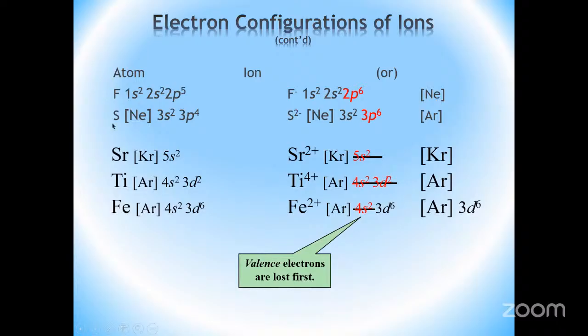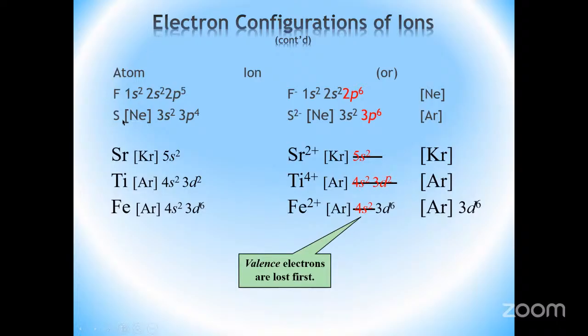In the case of sulfur, this is the electronic configuration of sulfur. It will gain two electrons to completely fill this 3p sublevel. And you're going to end up with this right here, which would be the electronic configuration of the sulfide ion, which is the same as that of argon.